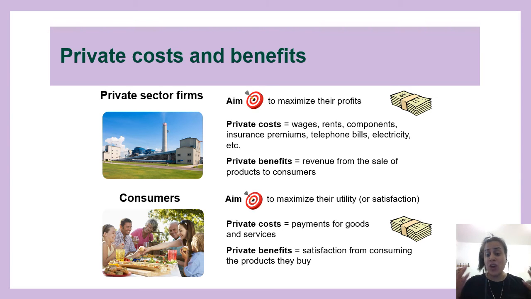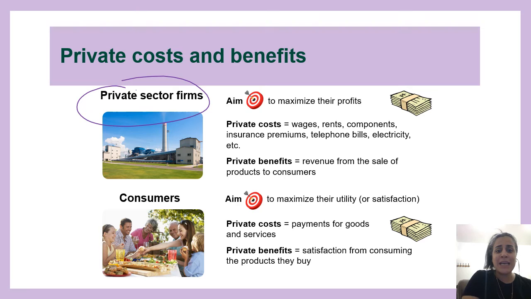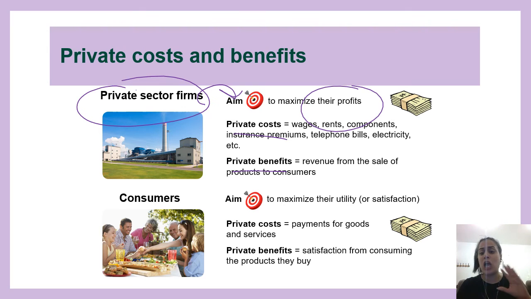So what are private costs? I want to break down each and every kind of cost and benefit here. What are the private costs and benefits to a private sector firm? When I am talking about a private sector firm, its aim is to maximize profits or minimize costs or losses. Okay, so they would always aim at making more money.